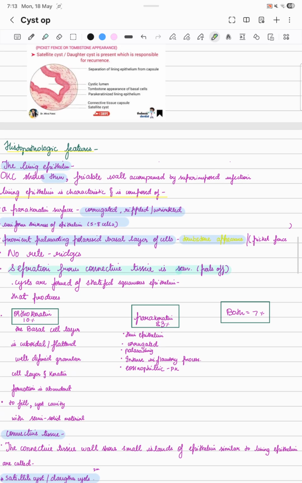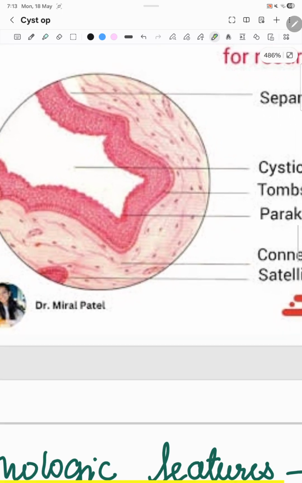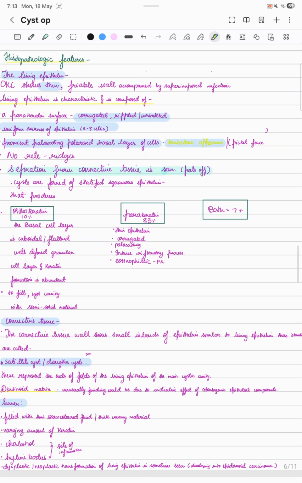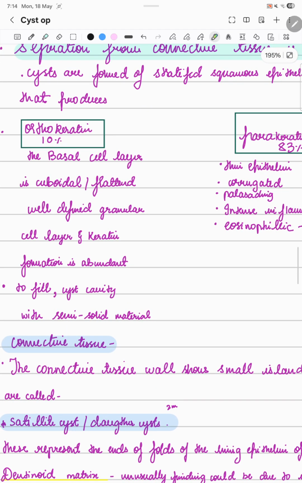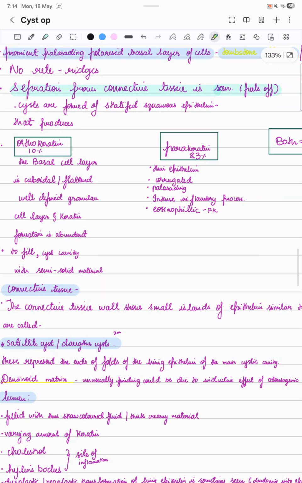Separation from connective tissue is seen. The lining epithelium separates from the connective tissue. This area right here is the separation, demarcation. So it usually peels off from the connective tissue. Cysts are formed of stratified squamous epithelium. This stratified squamous epithelium produces orthokeratin in 10% of cases and parakeratin in 83%, and sometimes both ortho and parakeratin. So the orthokeratin producing quantity of cells is 10% and parakeratin is 83%.